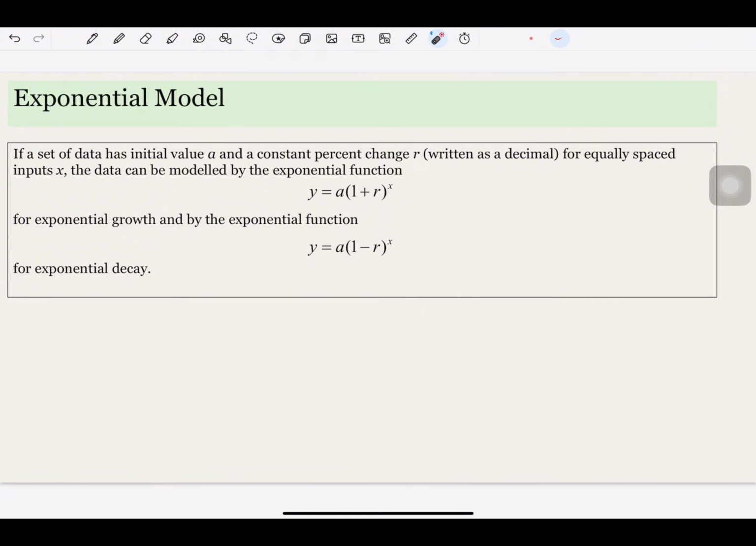So when the quantity increases over time, we can use the model y equals a times 1 plus r to the power x. But when the quantity decreases, we can use y equals a times 1 minus r to the power x. So remember, over here a represents the starting amount and r represents the rate of change as a decimal, and also here x represents the number of time intervals. So let's try some examples.